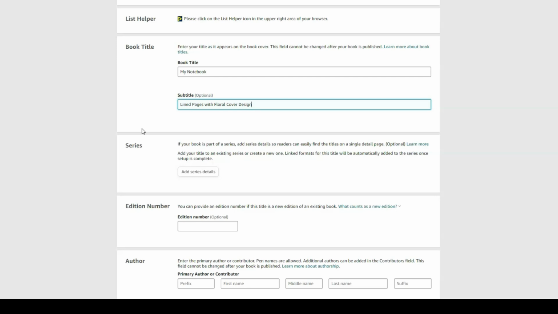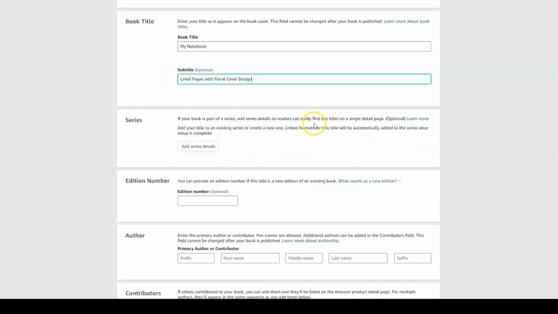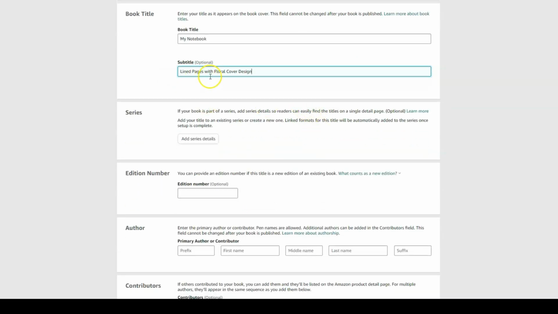Make sure that whatever you've written on your cover, if you watch my last tutorial, my last video on this, you will learn how to make a cover for your notebook, and whatever you've written in the title on the cover, that has to be reflected in the book title here when you upload your book. So it's very simple. We're just going to call it My Notebook, and as the subtitle we're going to have lined pages with floral cover design.